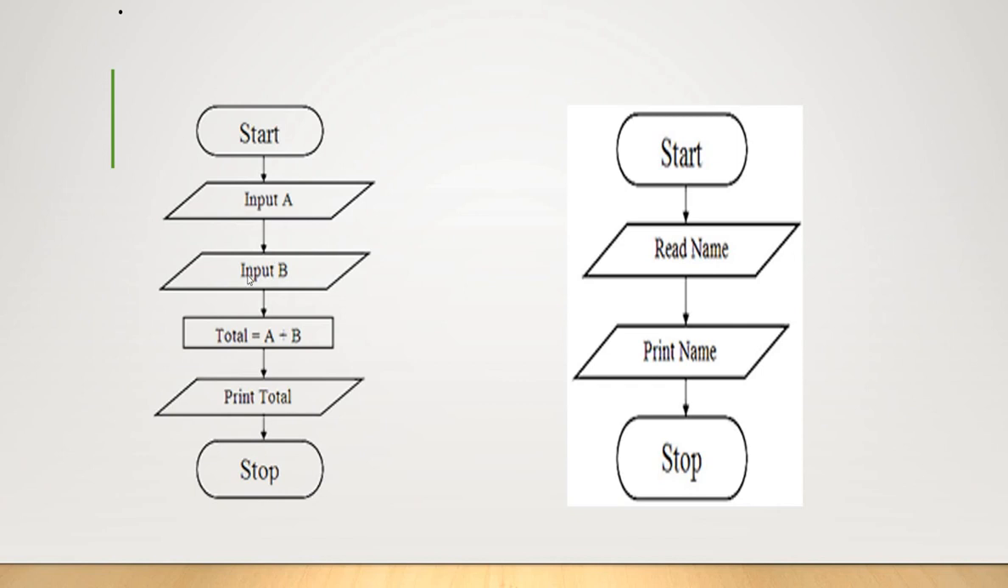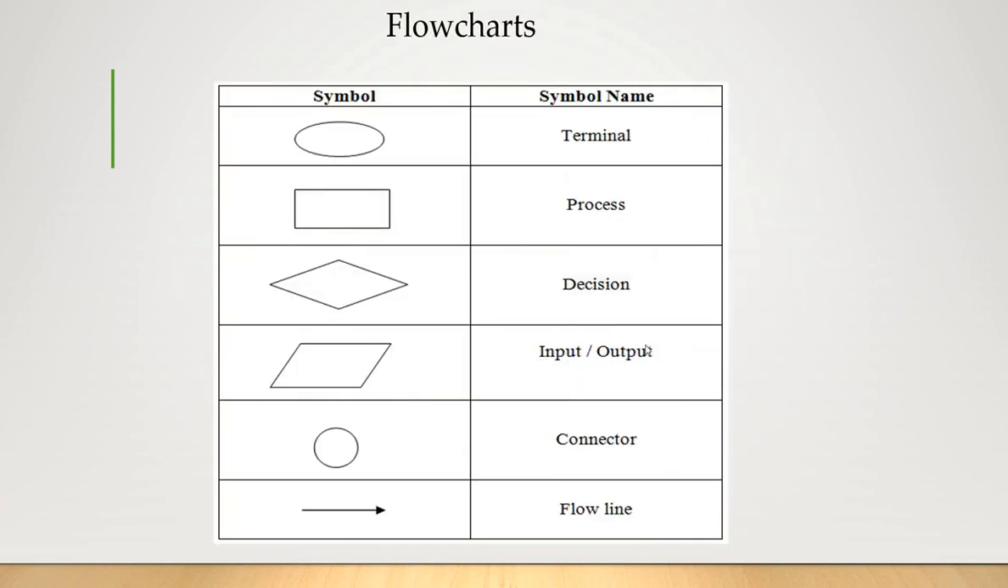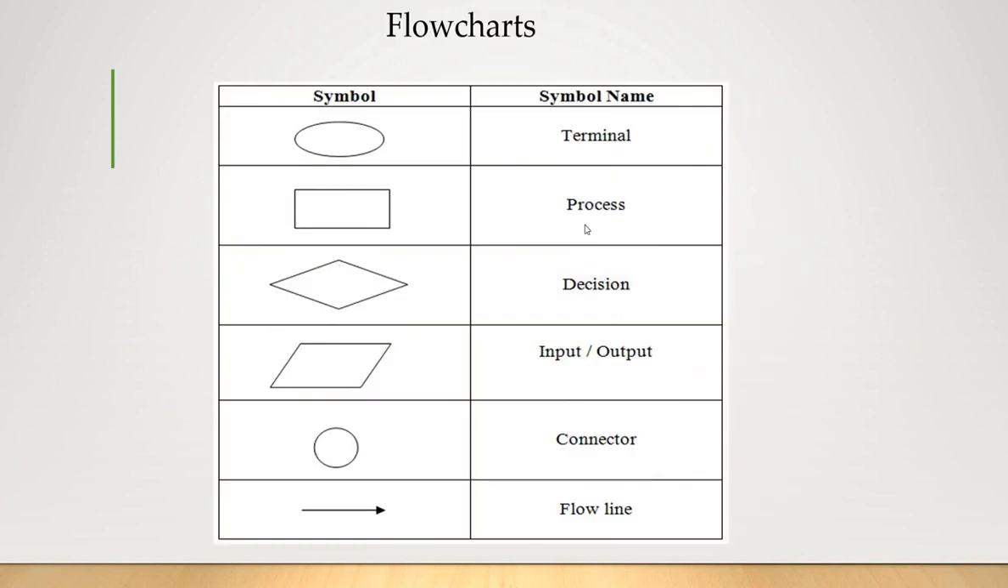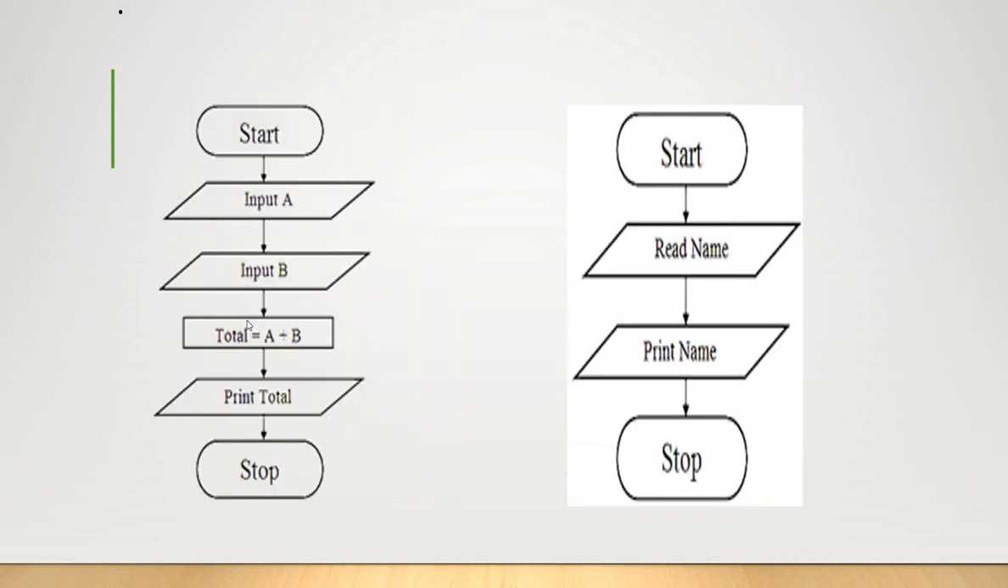We are reading the value of number one, number two, that means a and b. So we are using this parallelogram symbol for input. You already saw that the parallelogram symbol is for input or output. So this is an input statement, input a, input b, and this rectangle is for process. We are processing, we are getting the input and we are adding, that means it is a process.